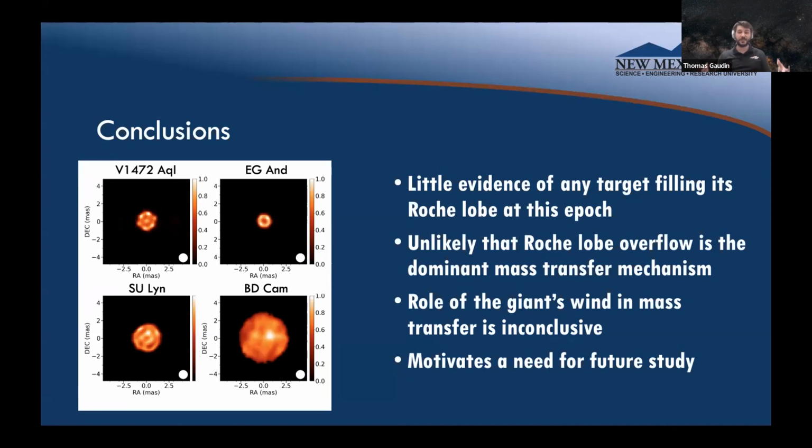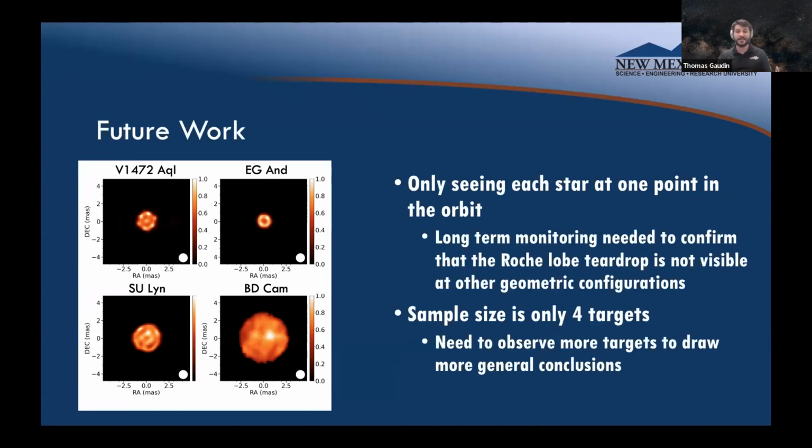We also see that these results clearly motivate a need for future study. We are only seeing each star at one point in the orbit, so we can't conclusively rule out that Roche lobe overflow is a part of what we're seeing in these systems. The only way we can actually rule this out is through a long-term monitoring process. We need to observe the stars at multiple configurations to make sure that we are not just seeing an artifact of the position of the white dwarf hiding the Roche lobe from us.